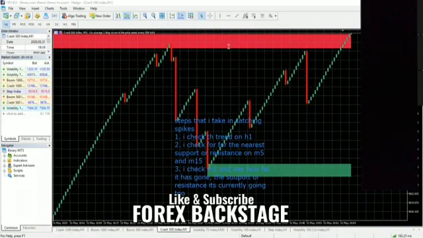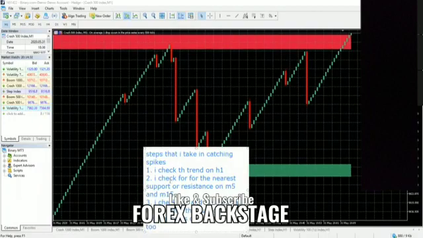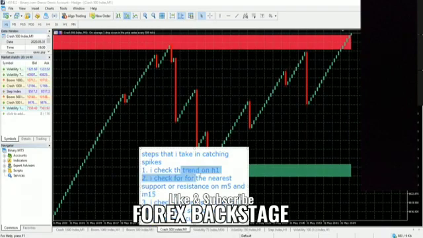So that is how. So guys, those are what I do, the steps that I take before catching spikes. So we are going to be using these steps to pick our spikes.